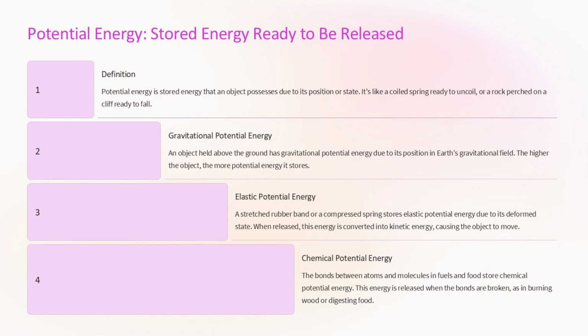Elastic potential energy: a stretched rubber band or compressed spring stores this energy due to its deformed state. When released, it converts to kinetic energy and causes the object to move. Chemical potential energy: the bonds between atoms and molecules in fuels and food store this energy. It's released when the bonds are broken, like when burning wood or digesting food. These different forms of potential energy can be converted into other forms of energy, like kinetic energy, when the object is released or the bonds are broken.